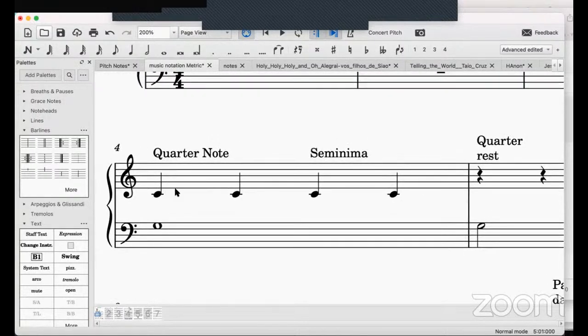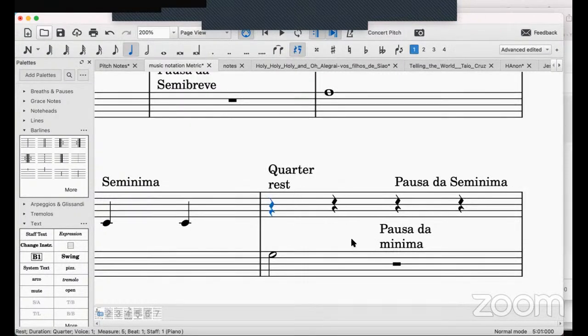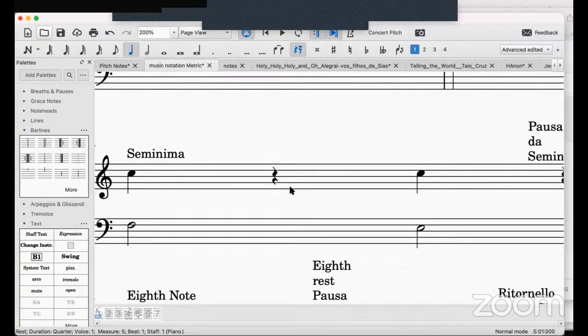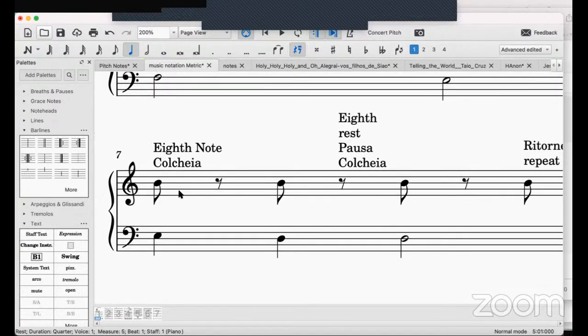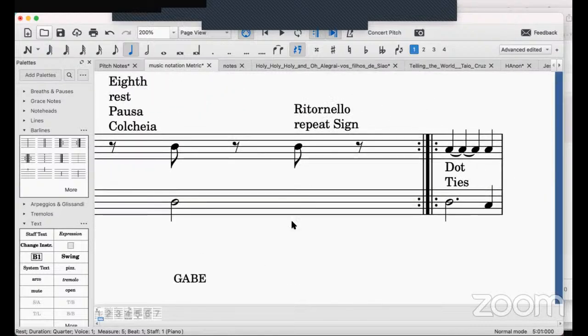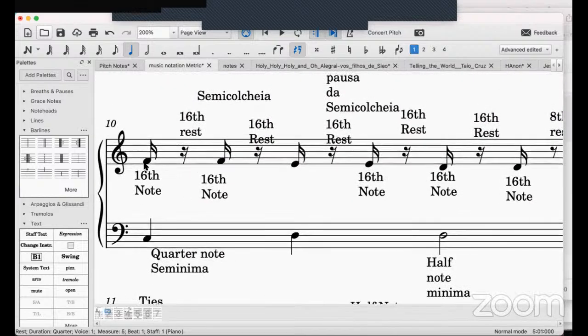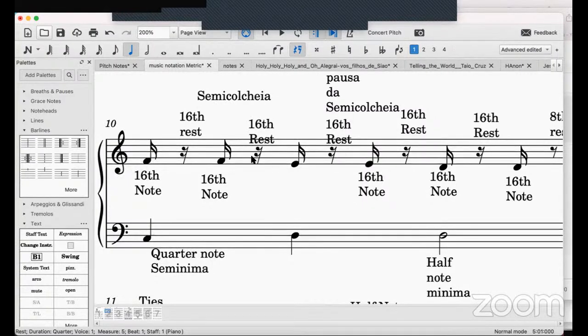Then we have the quarter note or semínima, quarter rest, or pausa da mínima. Quarter note, quarter rest, half note, eighth note, eighth rest, or colcheia. Eighth note, eighth rest. Sixteenth note, sixteenth rest.